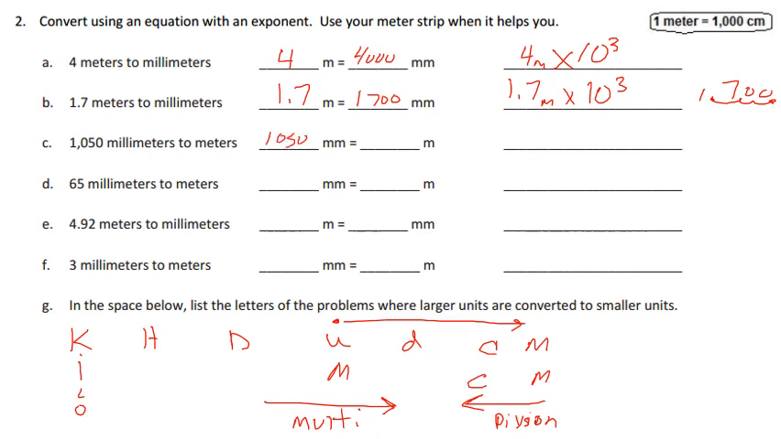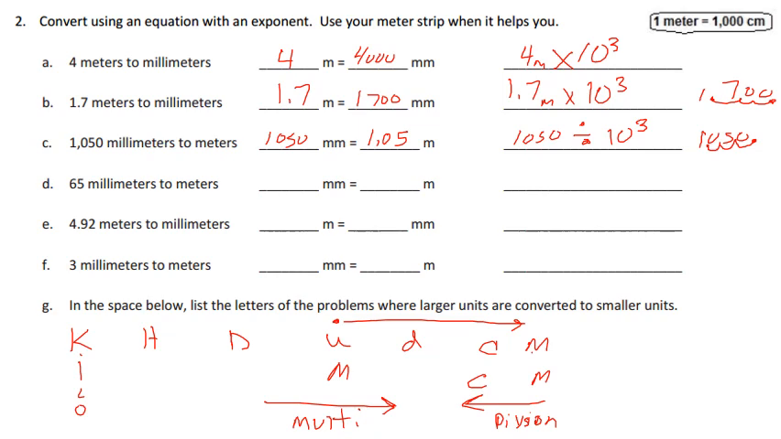Next one, 1,050 millimeters. Now we're going from a smaller unit to a larger one, from right to left, so it's going to be division. And we're going from millimeters to meters, which is 3 positions, so it's going to be 10 to the third. So when I have 1,050, I have my decimal here, we're dividing by 10 to the third, so we're going to go 3 positions. That equals 1.05 meters.